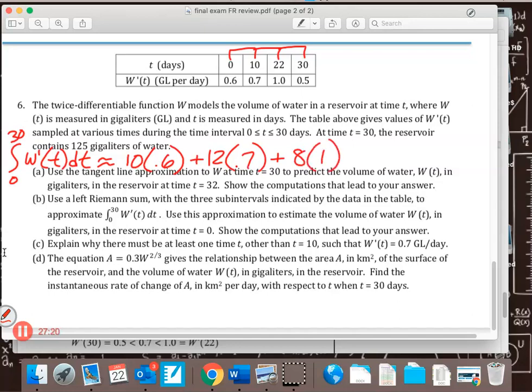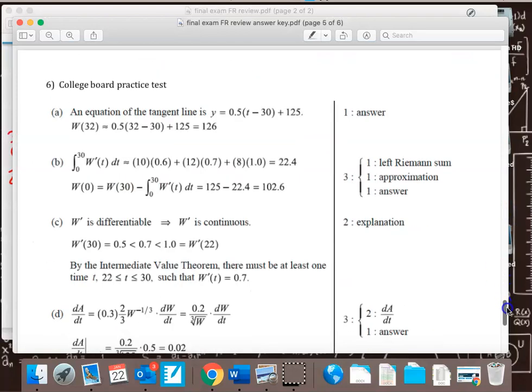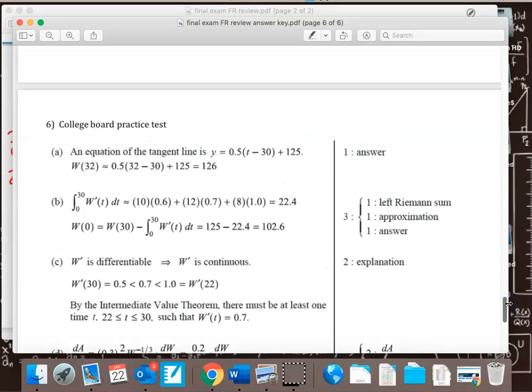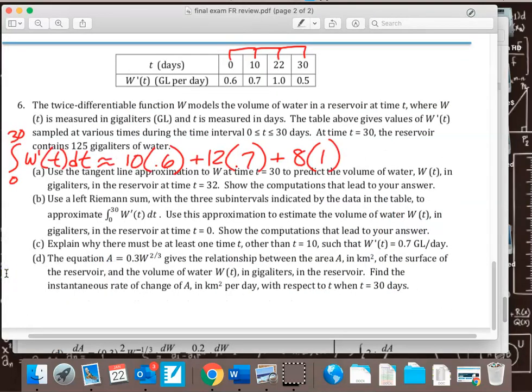1. Alright, and then if you work that out, you get 22.4. 22.4. So your left Riemann sum tells you that from 0 to 30, the net change in the amount of water in the reservoir is 22.4 gigaliters. That's not how much is there. That's the net change of how much is there. That's how much, like, technically it's a net increase.